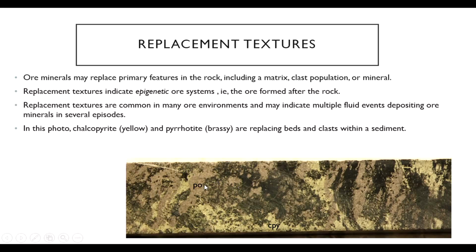In this case, we have chalcopyrite in yellow, this one, and pyrrhotite, the brassy colour, replacing beds and clasts within a sediment. So this would be classic for a sedimentary connate fluid system where we have the beds and the fluids moving through and depositing these metals.